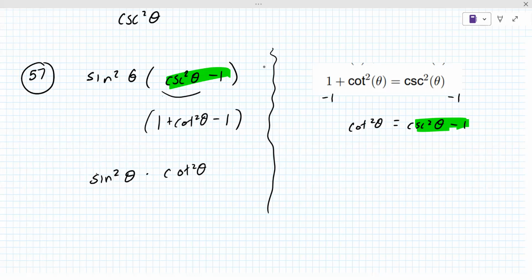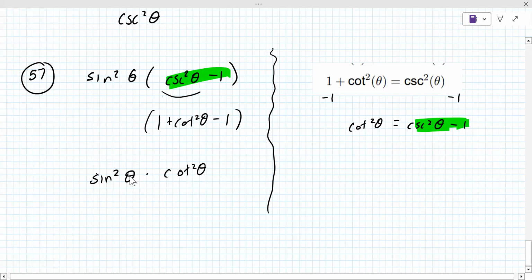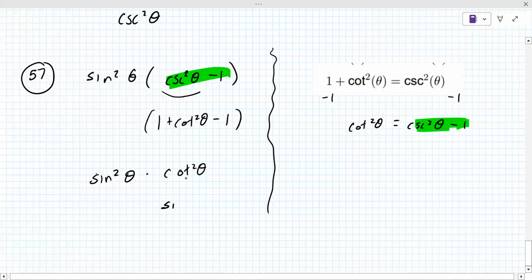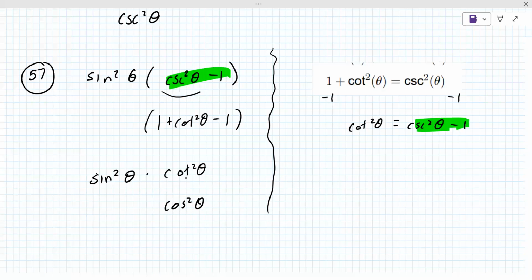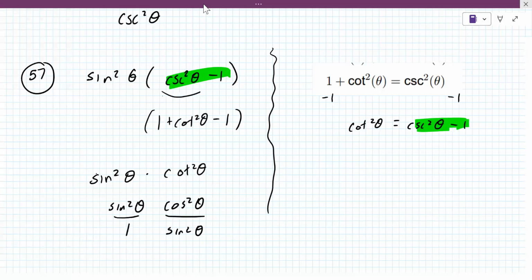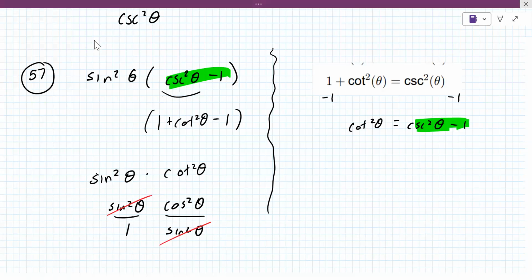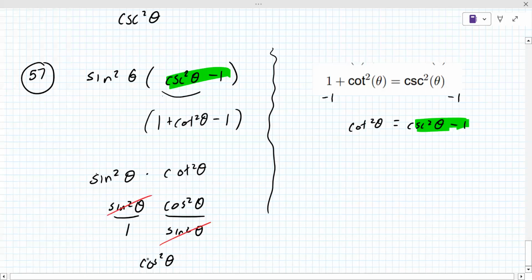Now, are we done? No. There's more to do because cotangent can always be written as sine and cosine. So that first strategy I said, where you put everything back into sine and cosine. So this is cosine squared theta over sine squared theta times sine squared theta over 1. Those cancel, and you get cosine squared theta.